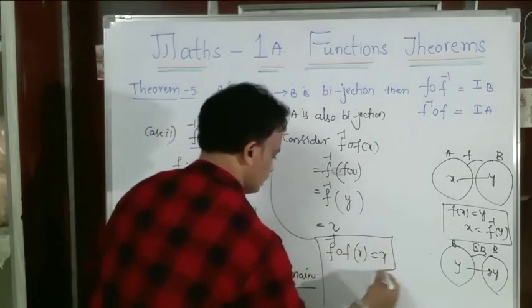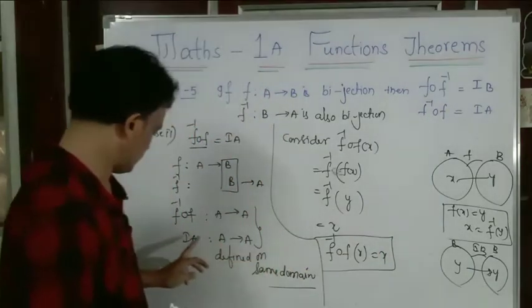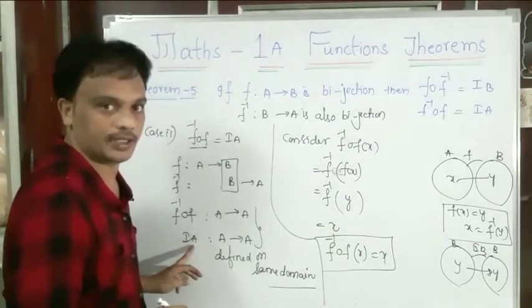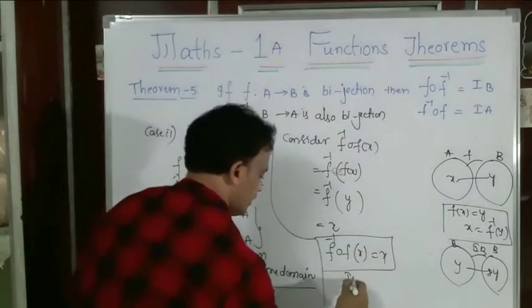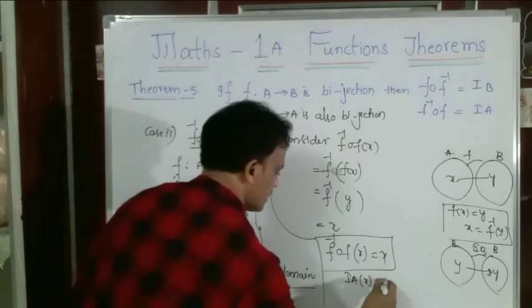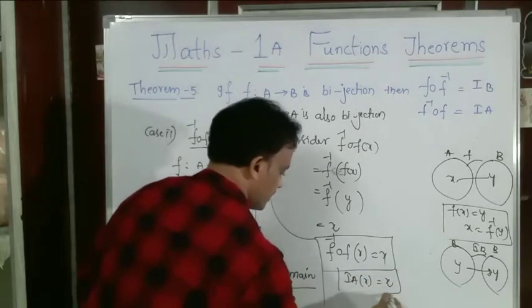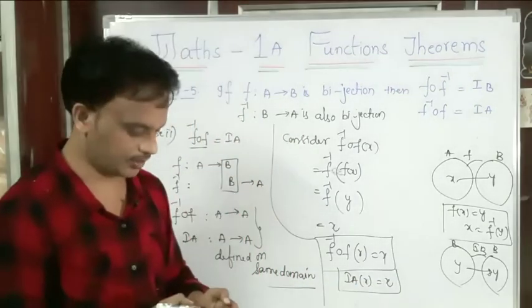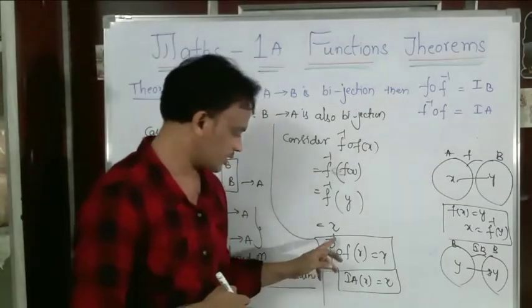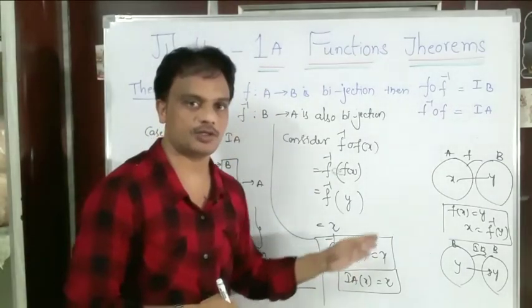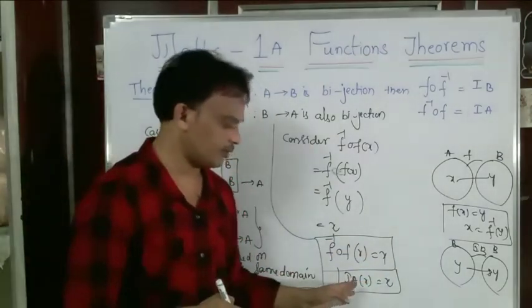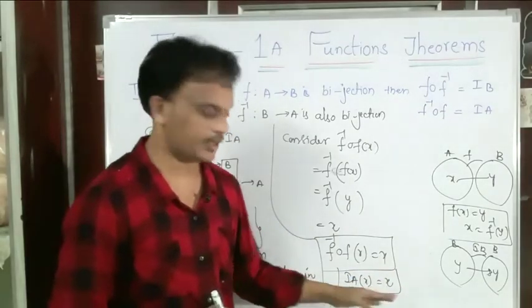You got this one. And of course, what is this one? The identity function on A. So can I write like this? The identity function of A of x is equal to x. It is also, why? Because it is an identity function. Observe this thing: f inverse circle f of x is equal to x, and IA of x is equal to x. So what do you say?